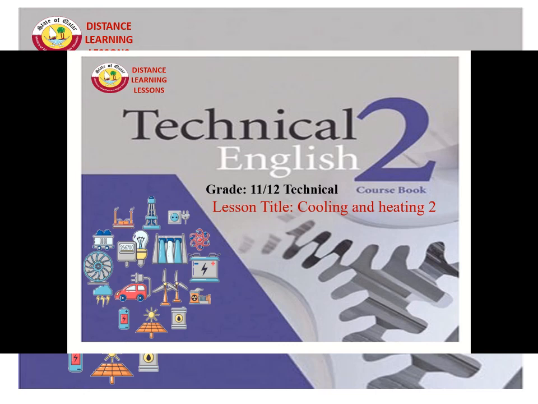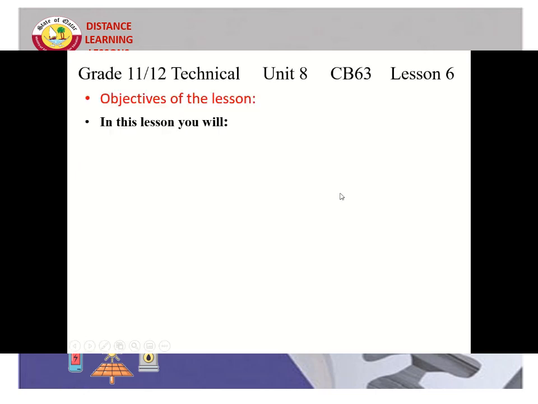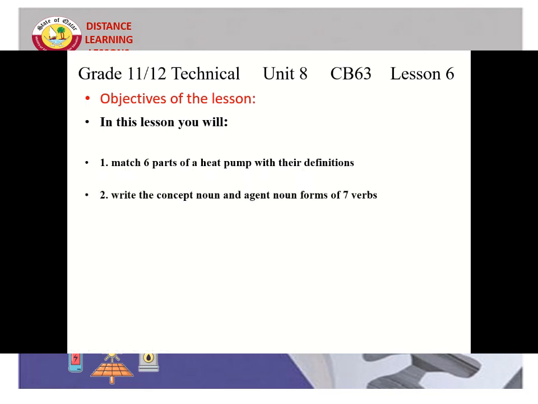In this lesson, we will match 6 parts of a heat pump with their definitions. And we will write the concept noun and agent noun forms of 7 verbs, which means we have 2 objectives in this lesson. First, let's take a look at the parts of the heat pump and their functions.